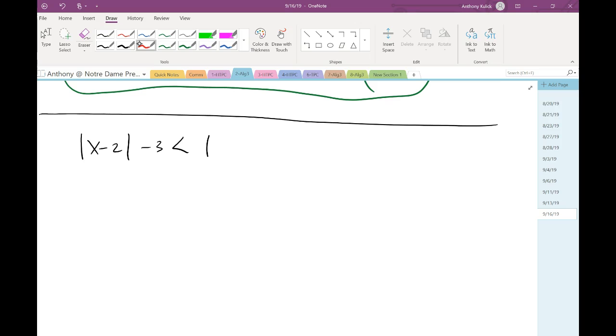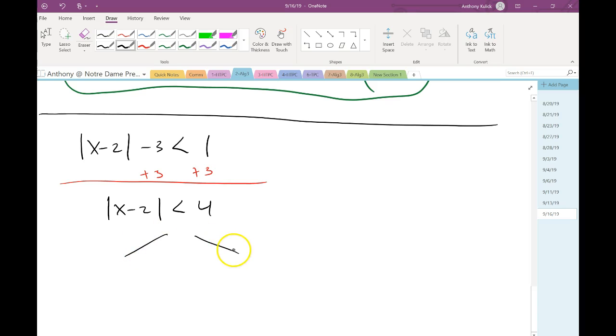What should I do first here? Good. Then what should I do? Yeah, split it into 2. So the first one, nothing changes. And what should the second one be?